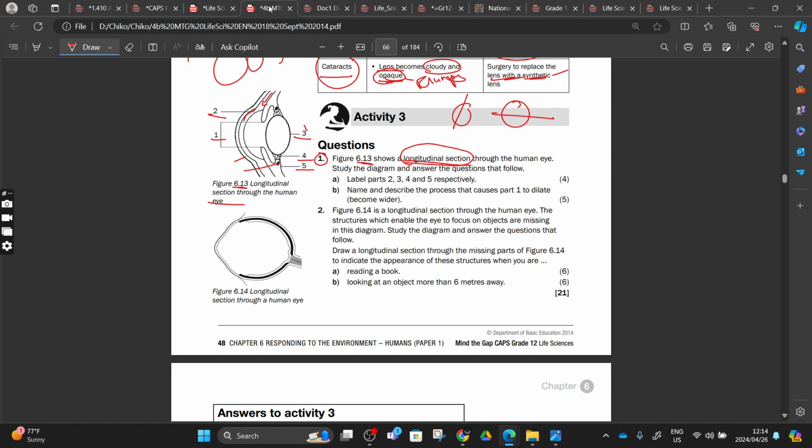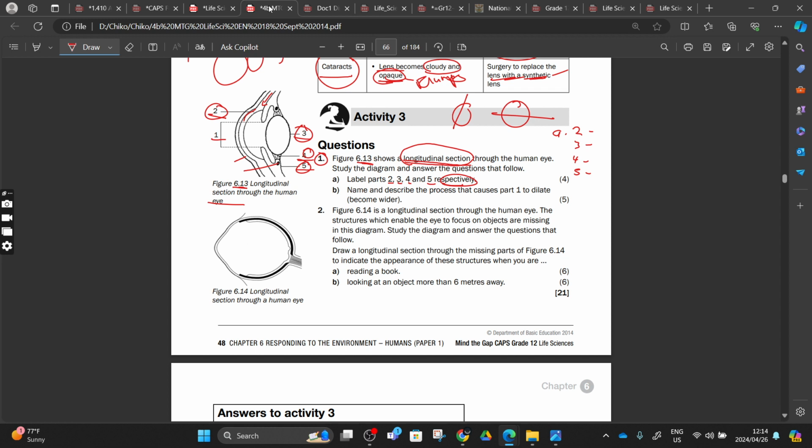But question A: label parts 2, 3, 4, 5 respectively. When they say respectively, they want you to say number 2, 3, 4, 5 individually. Because you can just come here and say part number 2, number 3, number 4, number 5 are the parts of a human eye. Yes, they're the parts of the human eye, but we want you to label them. Give us the name respectively.